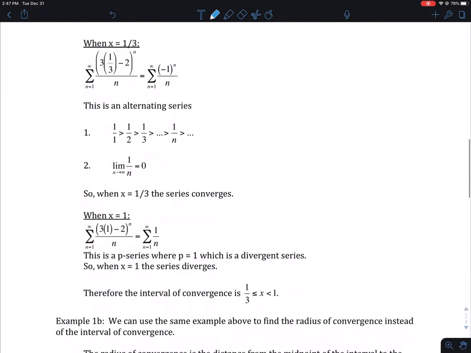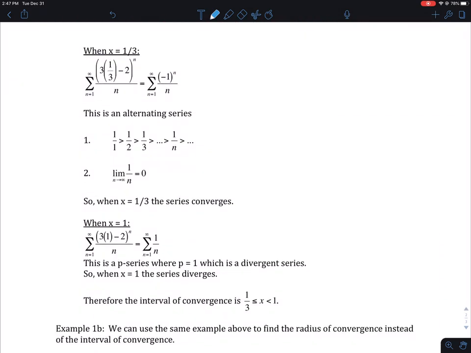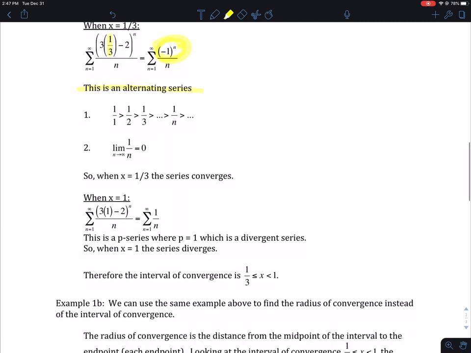So I'm going to test the endpoints here. I plugged in my 1/3 for my x, and then I simplified. So I got (-1) to the n power over n. This is an alternating series because of the alternating part here. So I do the test. Plug in 1, plug in 2, plug in 3 for n, and also that limit goes to 0. So it is convergent at 1/3. All that means is that I can put a little equal bar underneath the inequality sign.